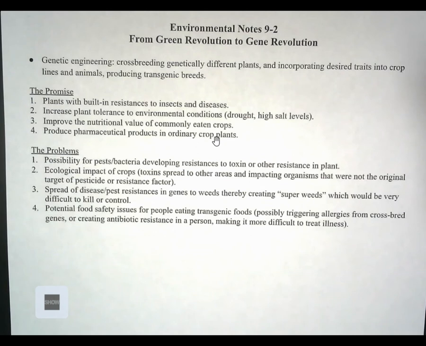Okay. So potential problems, or potential drawbacks. The possibility for pests or bacteria developing resistances to the toxin or other resistance in the plant. The ecological impact of the crops. For example, the potential that toxins spread to other areas, impacting organisms that were not the original target of the pesticide or resistance factor.